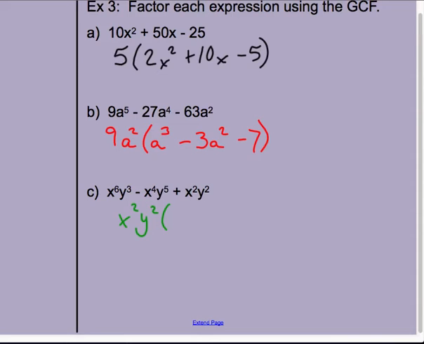6 x's, I pull out 2 x's, I have 4 x's left over. 3 y's, I pull out 2, I have 1 y left over. Second term, I've got 4 x's, pulling out 2, I've got 2 left over. 5 y's, pulling out 2, I have 3 left over. And last term, 2 x's, pulling them both out. 2 y's, pulling them both out.